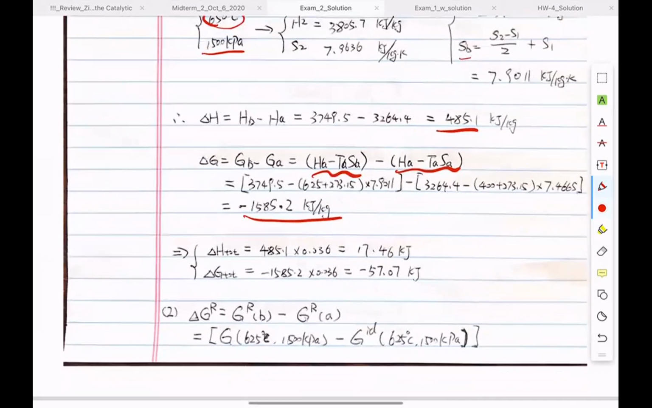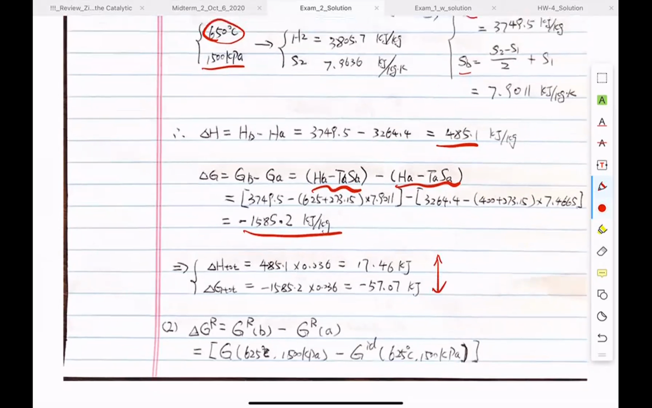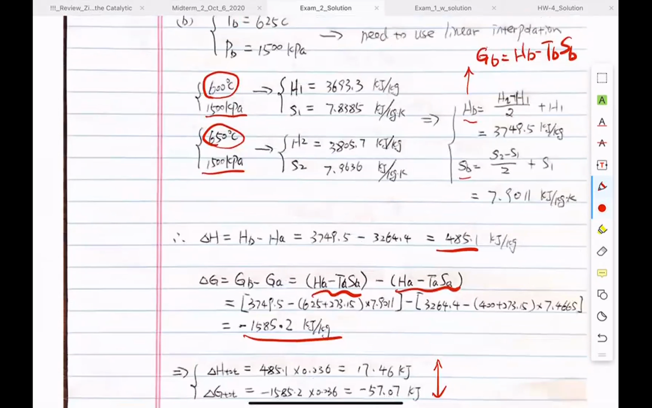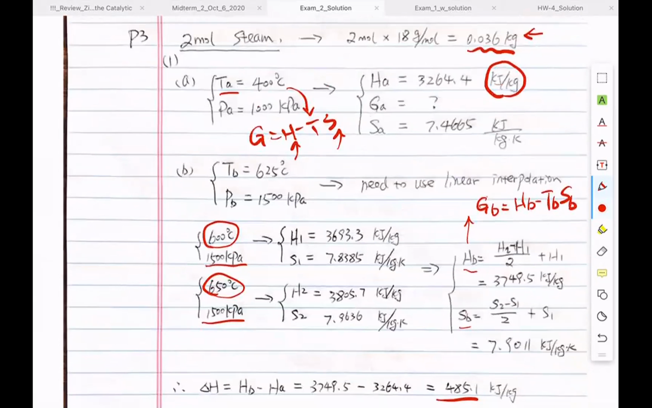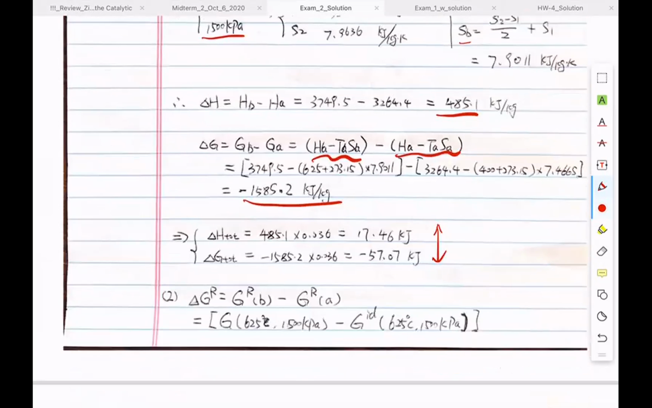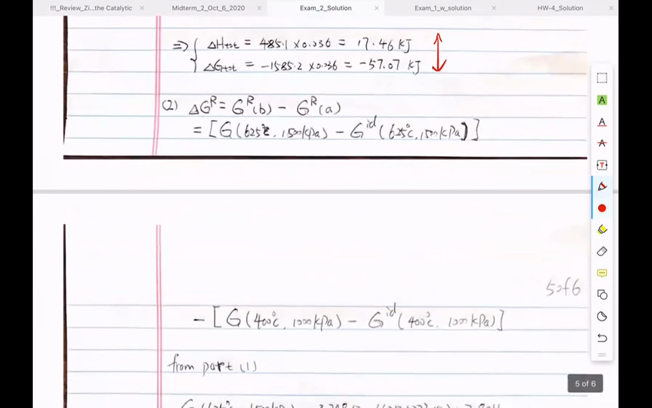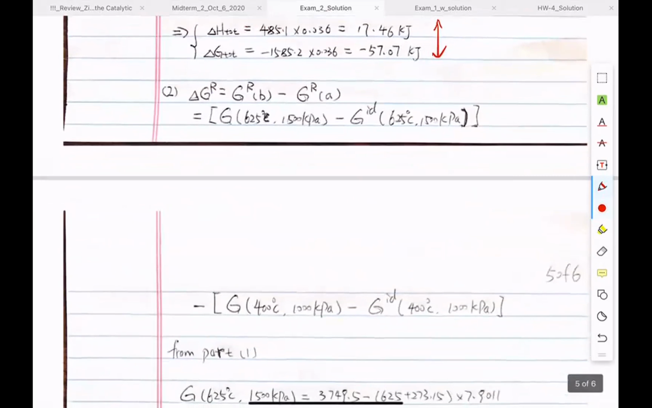Some students forgot to put together the overall answer. Some students just completely ignored the units and stopped there, so they lost some points here. So this is part one. It's a test of the units, whether you've noticed or not, and a test of reading the steam table.